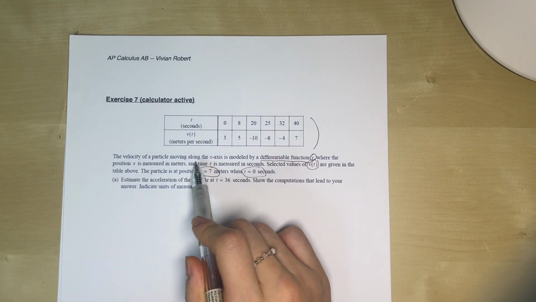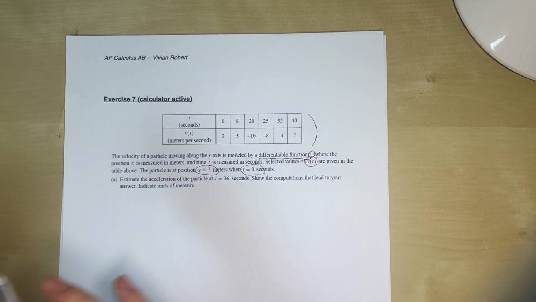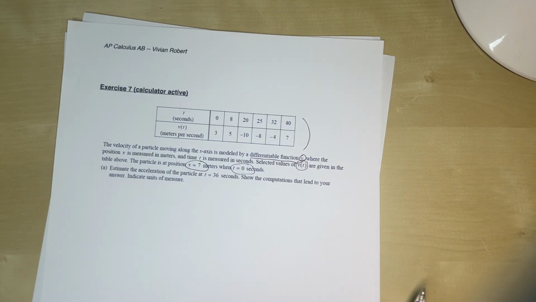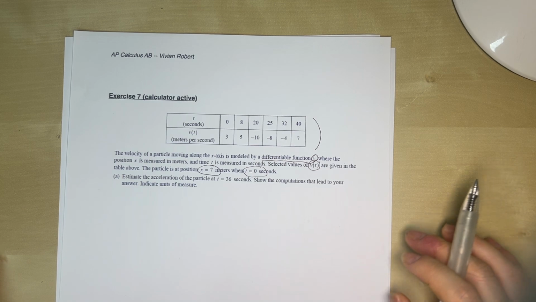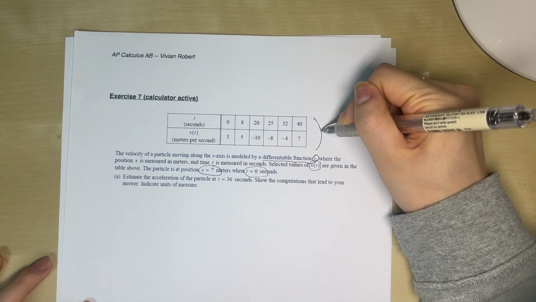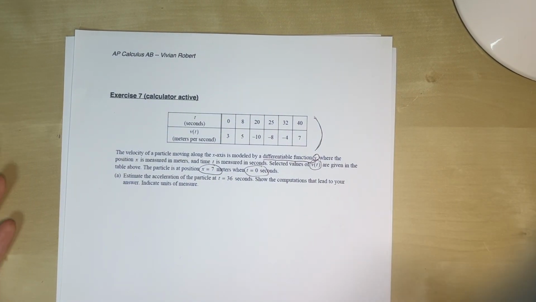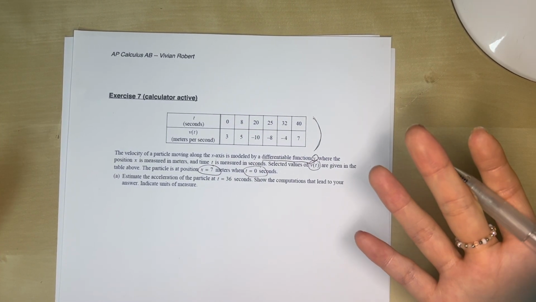First, it tells us that we're working with a moving particle. Since we're working with this particle that's moving around the x-axis, we know that we're probably going to be working with position functions, velocity functions, and acceleration functions potentially. And then it gives us this table. The way we can think about this table is essentially a snapshot of the velocity function for this particle.